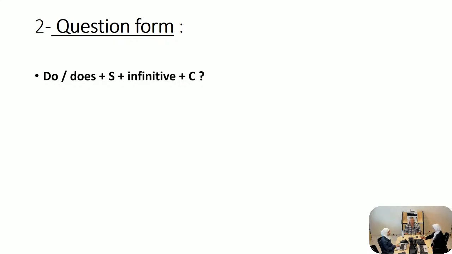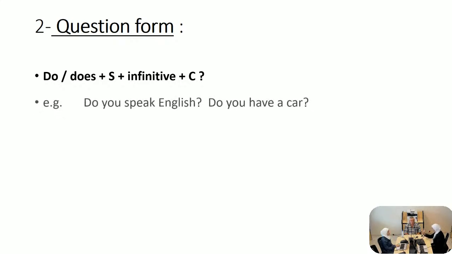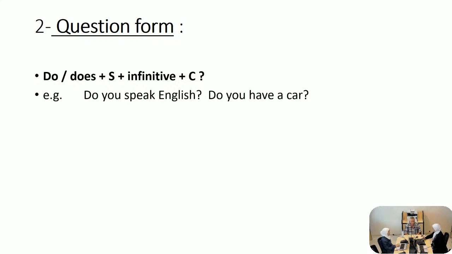Simple present: infinitive and complement. When we have an auxiliary in the sentence, the verb that follows should be in the infinitive form. So, if there is no auxiliary in the sentence, we have to use the verb to do. Do you speak English? Do you have a car?